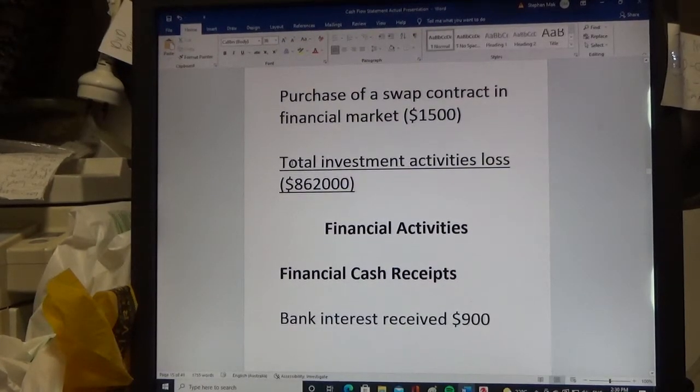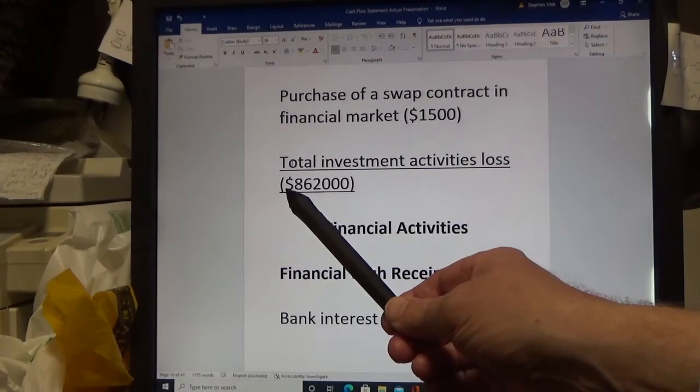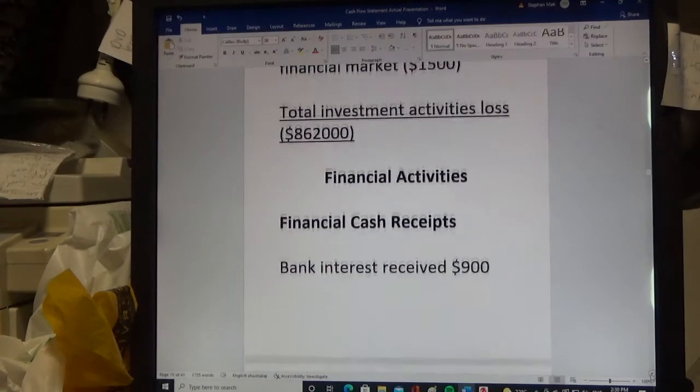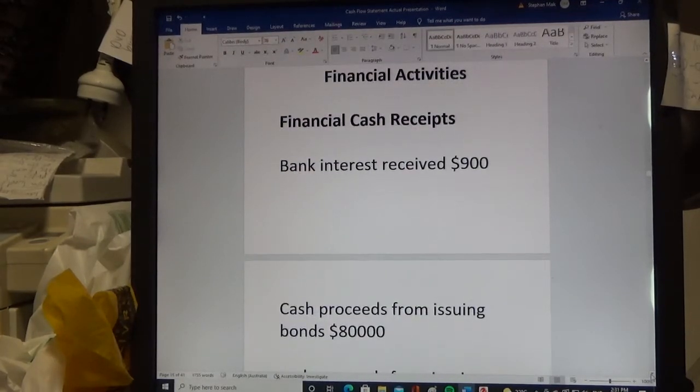So now you add up all those items for investing activities, cash flow movements, to get the total subtotal, and in this case it's a negative cash flow because of that merger with the group in PNG. But in time they'll get future profits, so that should go positive again. Now we go to financial activities. Financial cash receipts. Bank interest received, $900. That's interest earned.